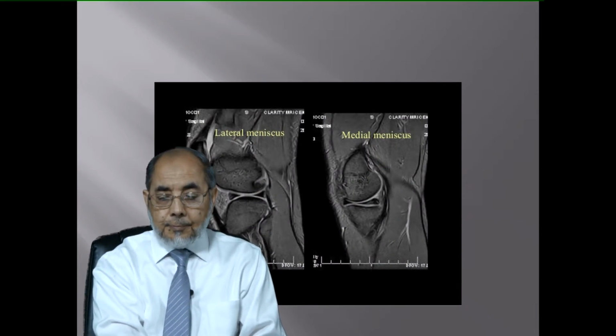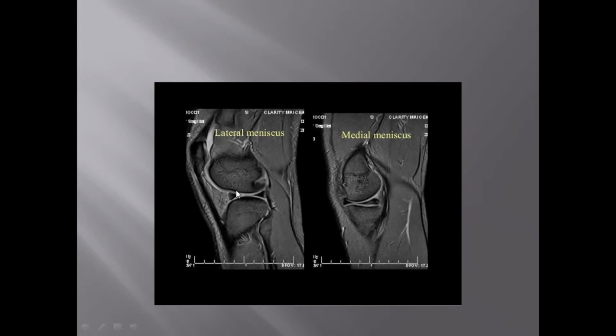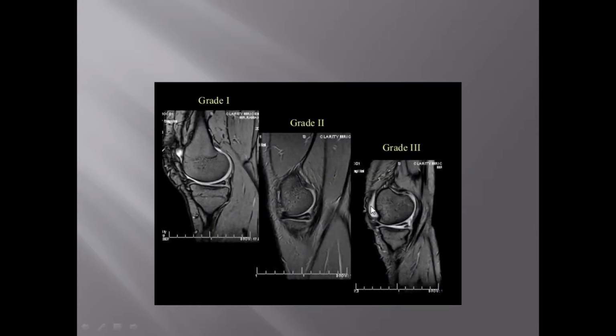The menisci appear as triangular areas of low signal on sagittal sequences. This is an example of the anterior part of the lateral meniscus and the posterior part, and here is the medial meniscus, the posterior part. When there is sufficient injury to cause a meniscal tear, then we see this increased T2 signal which extends through the articular surface. If the injury is less than sufficient to cause a tear, then there may be contusion within the substance of the meniscus.